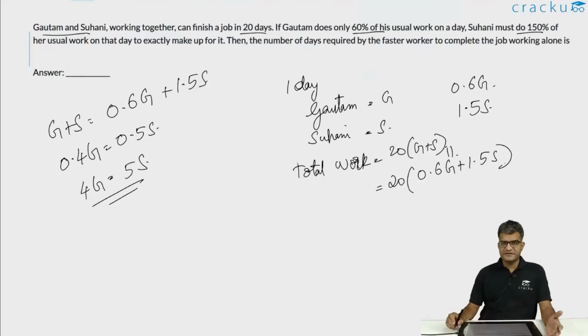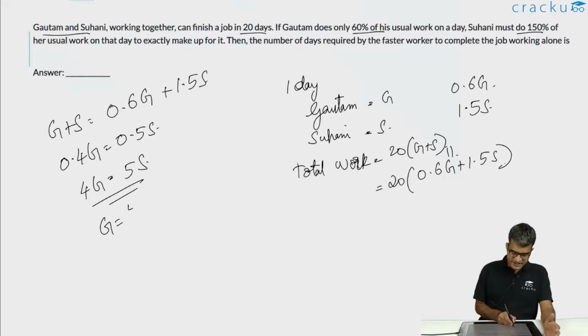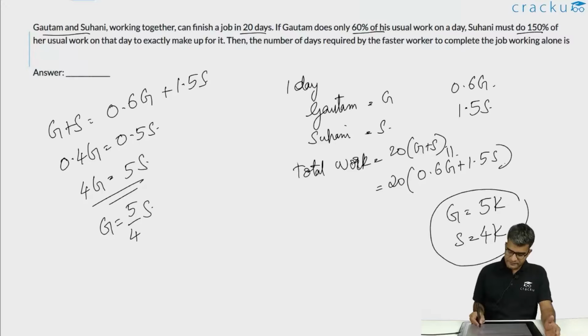In this kind of an equation, when you know that the value of G is equal to 5 by 4 times the value of S, let us assume that G is equal to 5k and S will be equal to 4k. So the total work that needs to be done is 20 times G plus S, which is equal to 20 times 9k, which is equal to 180k. So the total work that needs to be done is 180k.